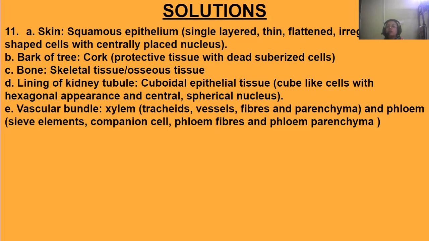Now the vascular bundle is made up of xylem and phloem. Xylem consists of tracheids, vessels, fibers, and parenchyma cells, whereas phloem consists of sieve elements, companion cells, phloem fibers, and phloem parenchyma.